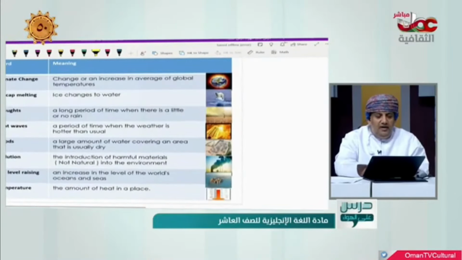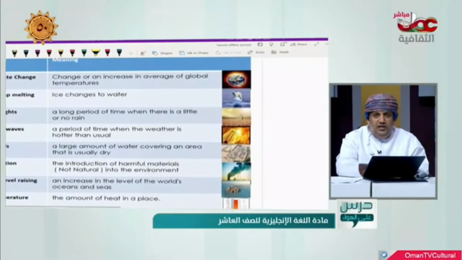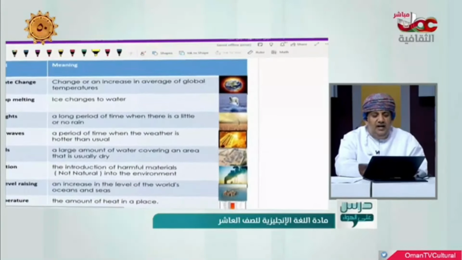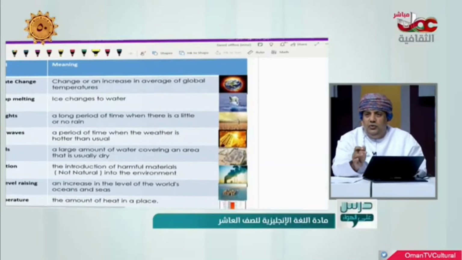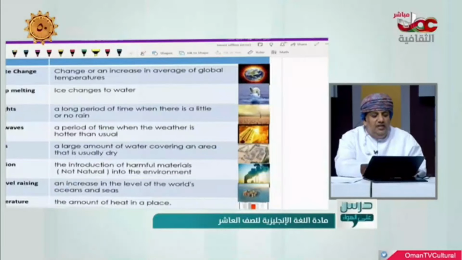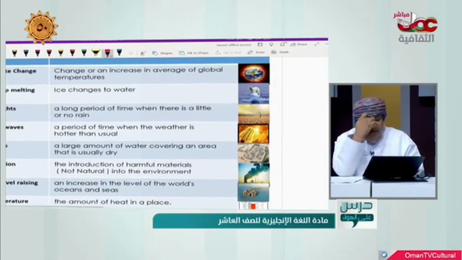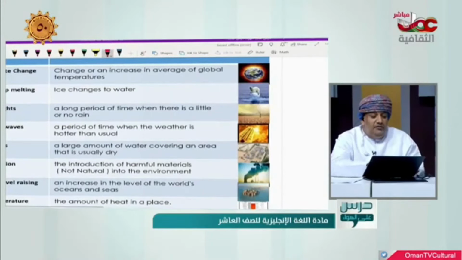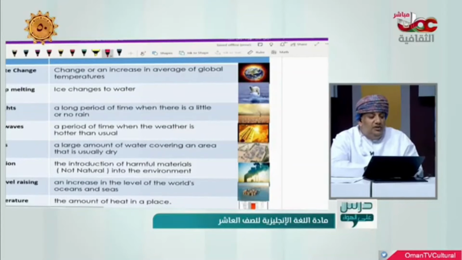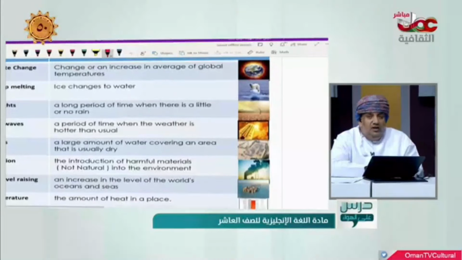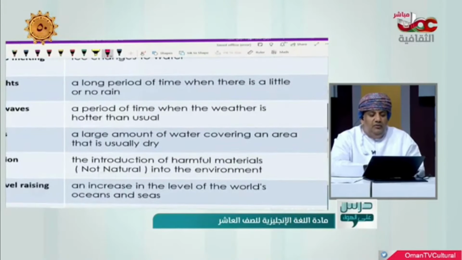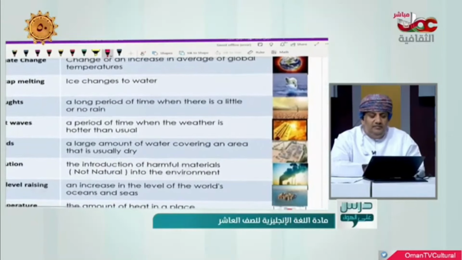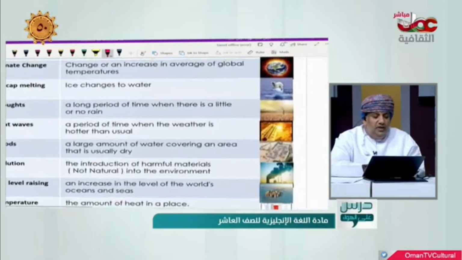Let's read it together. Climate change means change or an increase in average global temperatures. Ice caps melting means ice change to water. Droughts means a long period of time when there is little or no rain. Heat waves means a period of time when the weather is hotter than usual. Floods means an average amount of heat covering an area that is usually dry.